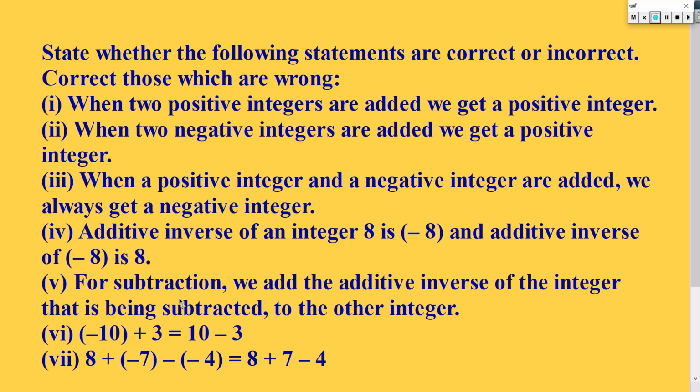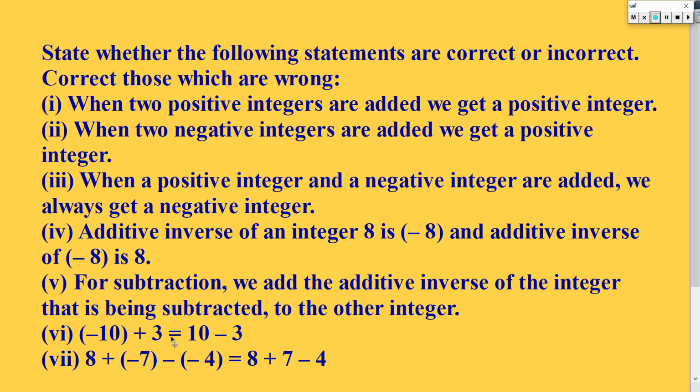For subtraction, we add the additive inverse of the integer that is being subtracted to the other integer. Yes, we are changing the sign of the second integer. So it is correct. We are taking the additive inverse of the second integer.